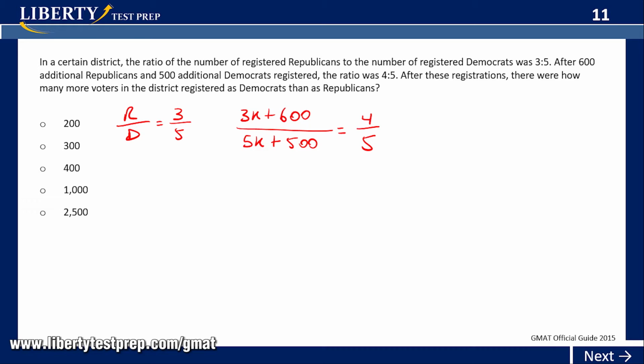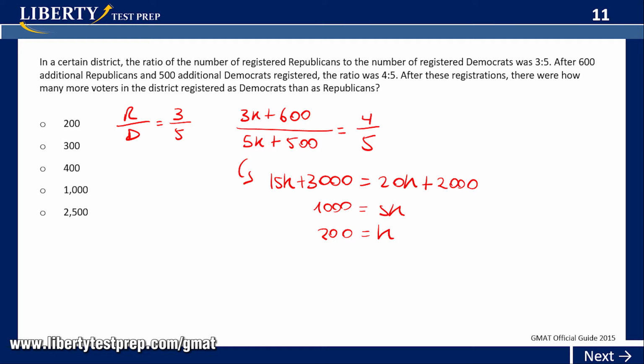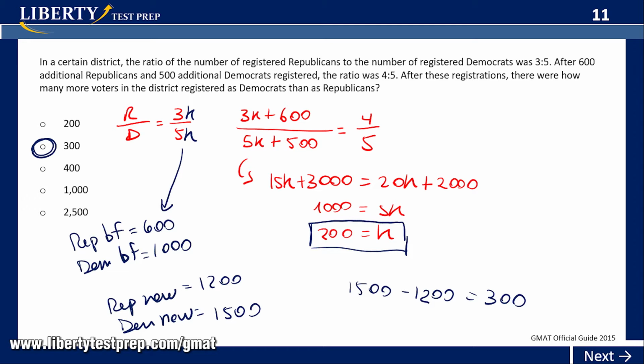That should be pretty simple, right? Something very easy. Then we just operate algebraically in order to get the constant, and we get the constant to be 200. Once we know our constant, we also know our values for the original number of Republicans and Democrats, which happen to be 600 and 1,000 respectively. But the question is not about the original numbers.